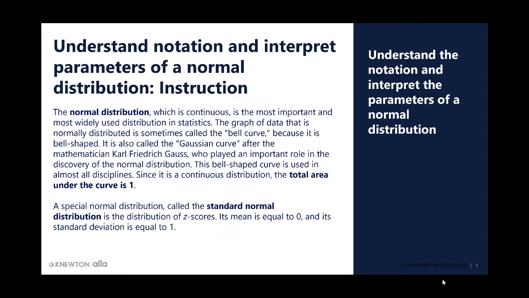Is that bell-shaped curve. Let's see if I can draw it here for you. Got a bell-shaped curve. And it turns out that if we were to calculate the area underneath this bell-shaped curve, the area would be 1. So a normal distribution, just in general, there could be several different normal distributions. But the most important one for us is going to be what's called the standard normal distribution. The standard normal distribution is basically a distribution of z-scores. But most importantly, the mean is equal to 0 and the standard deviation is 1 for the standard normal distribution.